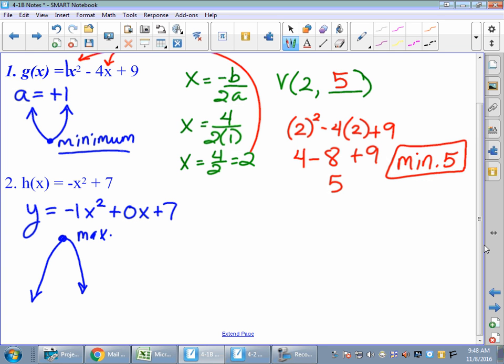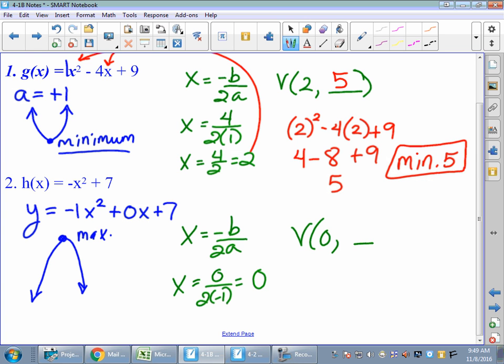So now I got to find my maximum value. Again, I'm going to use x equals -b over 2a. X is equal to, well, my b value is 0. That's why I like to put it in there if it's missing. 2 times -1, but 0 divided by anything is just 0. So I'm not done yet. I have my vertex is 0 something. It's the something I need to find.